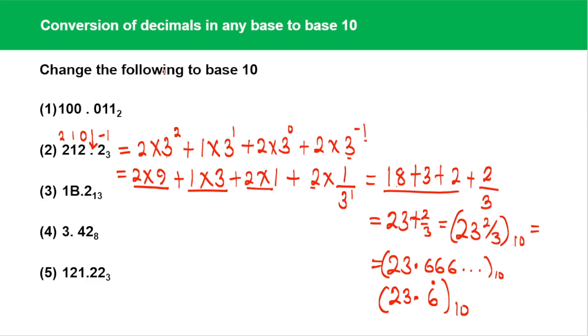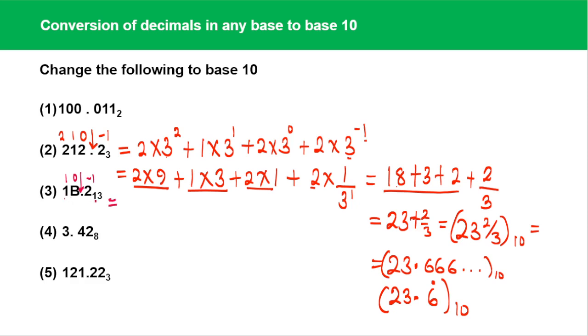My last example for today before I leave you to solve the remaining 2 examples. We'll look at example 3. We have 1b.2 base 13. We go through the same process again. Identify your decimals. Assign positive powers to the left of your decimal beginning from 0. Assign negative powers to the right of your decimal beginning from -1. Then go ahead and expand.